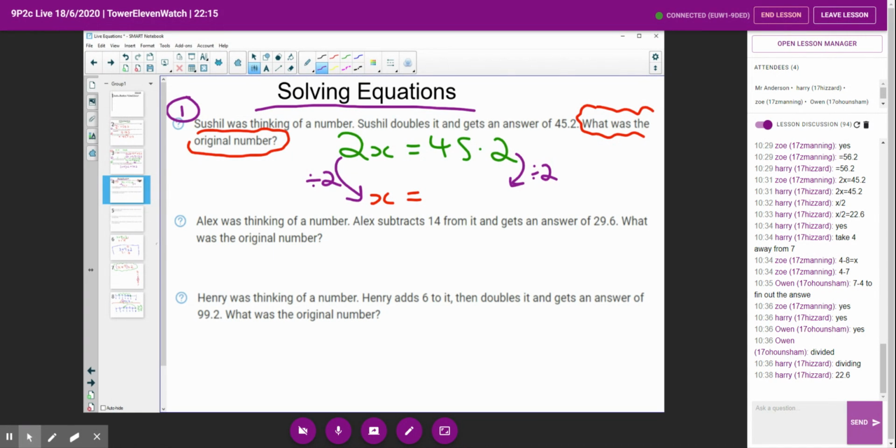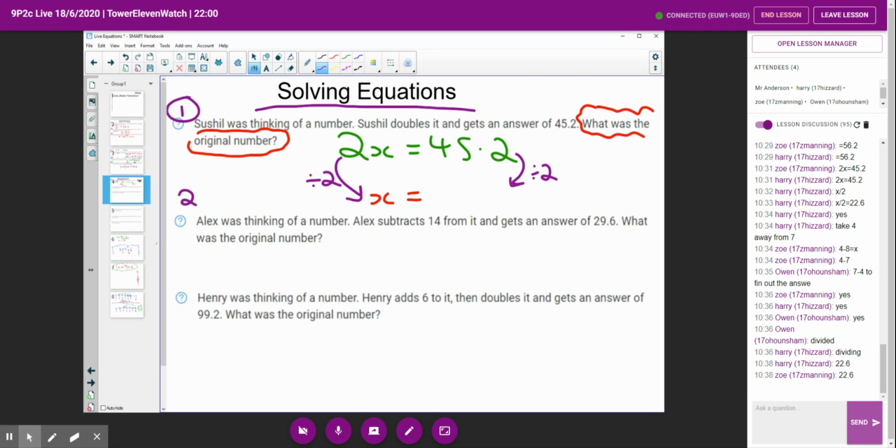Okay, Harry thinks 22.6. Zoe, Owen, do you agree with 22.6? Zoe, 22.6, good, well done. Remember guys, if you're at all unsure, we're going to bus stop here, okay?